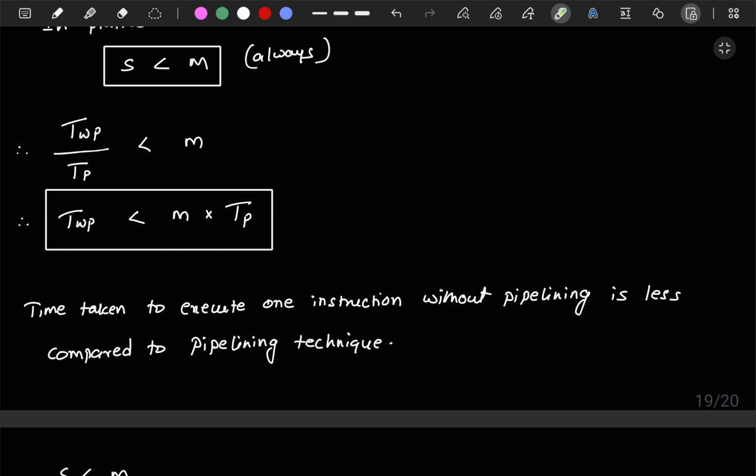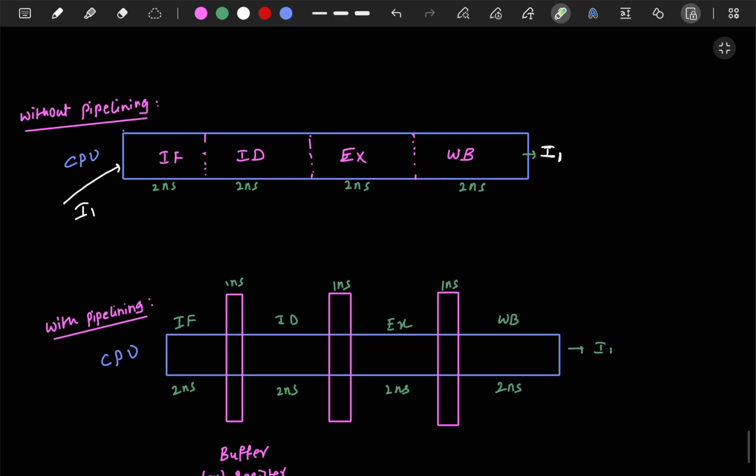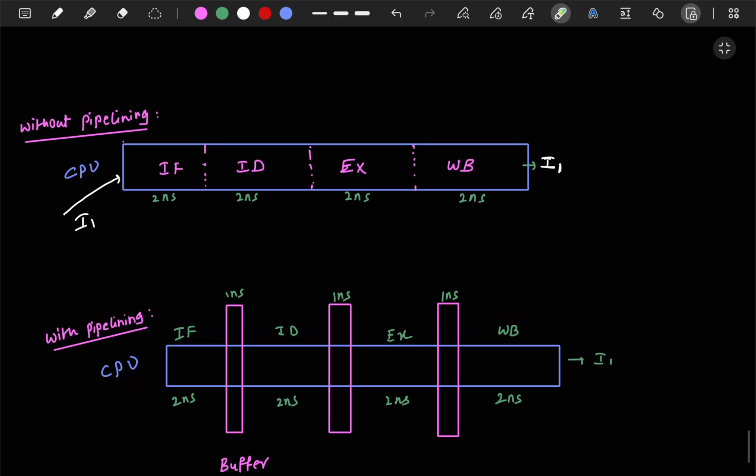So it is better to use the non-pipelining technique compared to the pipelining technique when you are executing one instruction. This point is very important. Now, if you want to see why this problem is arising, that when you are executing one single instruction, why the non-pipelining technique is faster compared to the pipelining technique, I will explain this part.